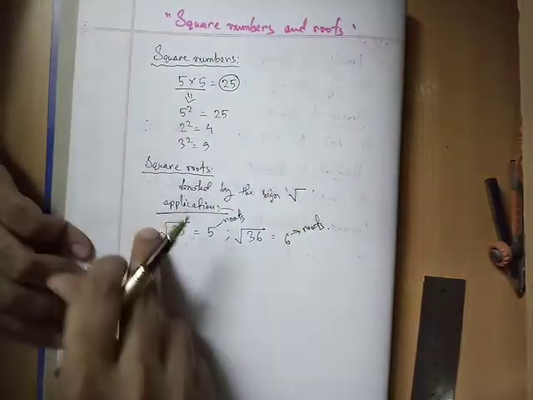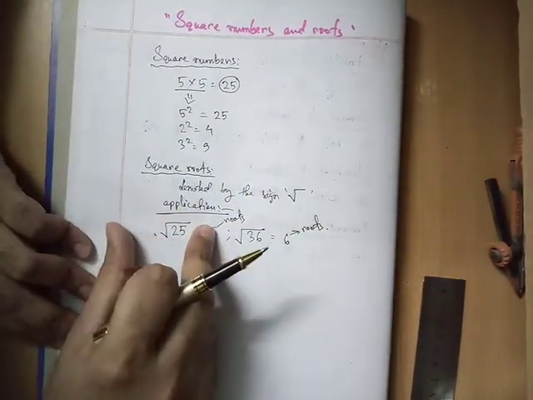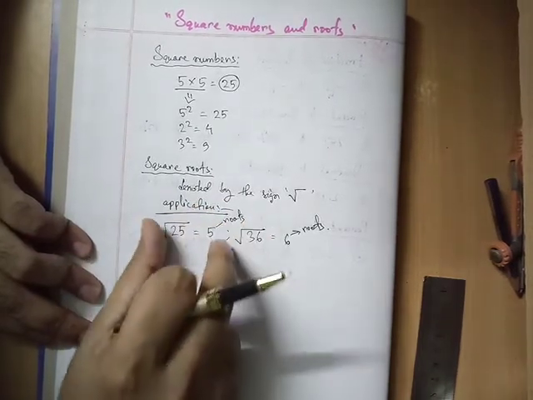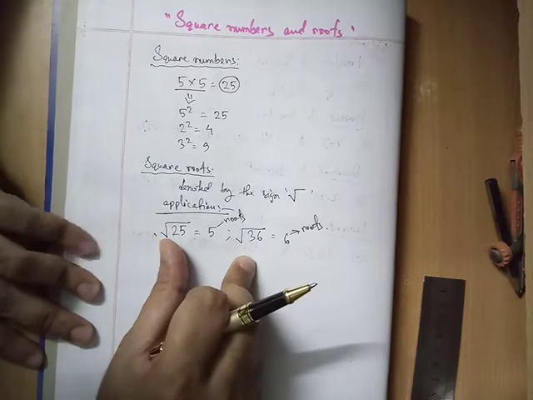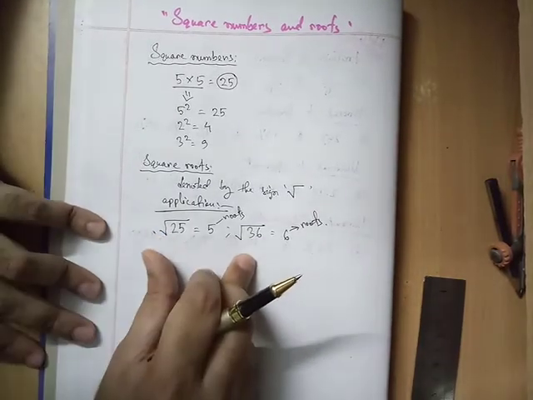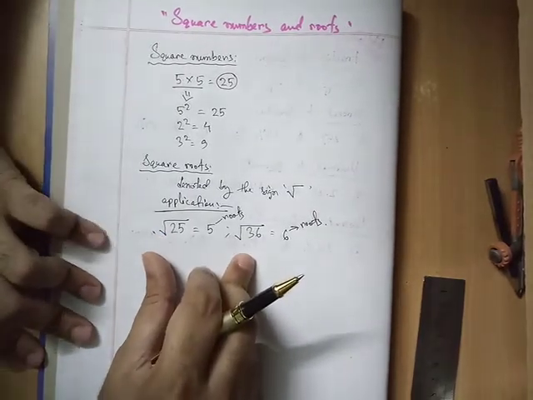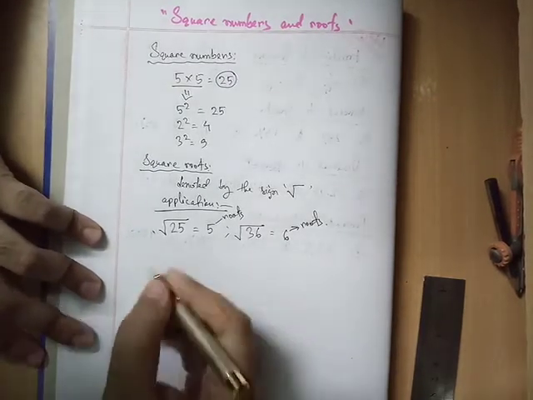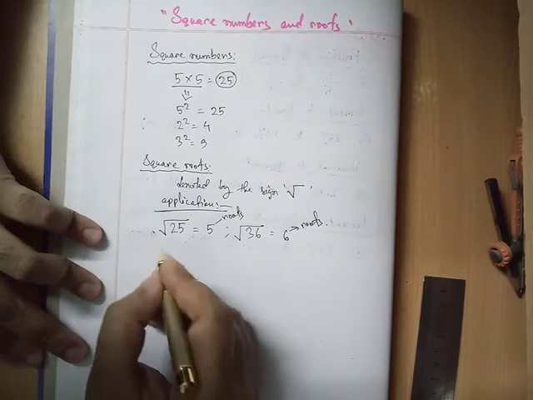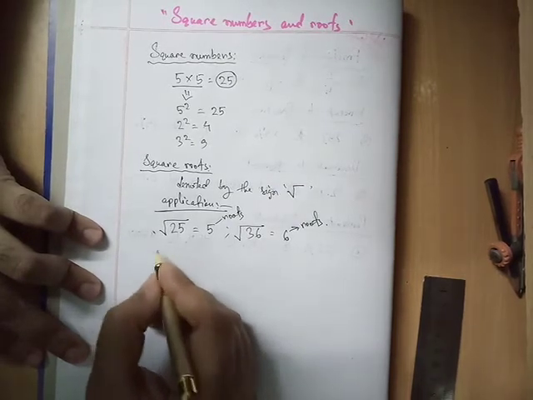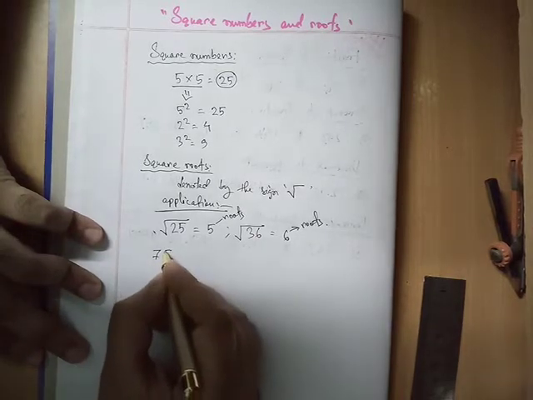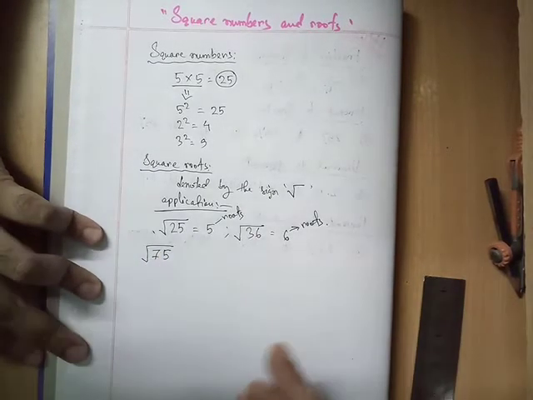Okay, fine. We already know what square numbers are. Now we know what a square root is, what it is denoted by, and what its application is. Now some problems that we are going to do further regarding this: suppose you will be given a number, suppose 75, and you need to square root it.